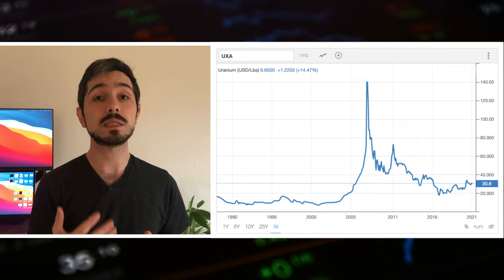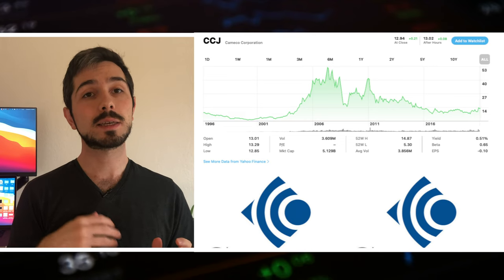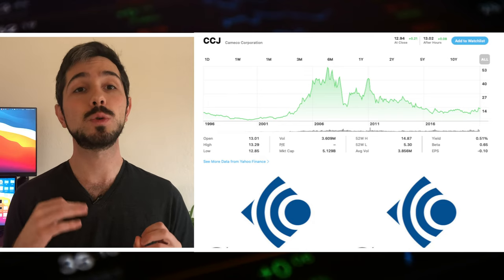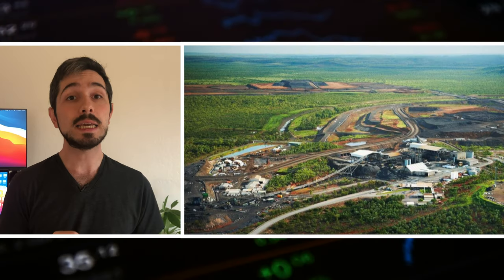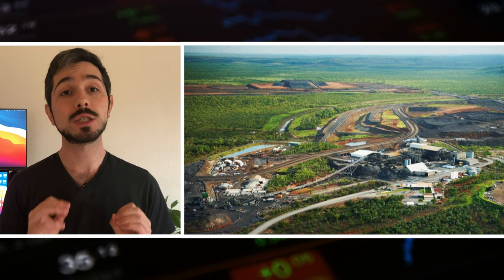So given these theses, let's take a look at some uranium companies. By the way, be careful with some ETFs, because they might include non-mining companies. First, let's take a look at Cameco Corporation, or CCJ. It's the second biggest uranium mining company in the world. It accounts for 18% of the total uranium production. In its assets, it includes McArthur River and Cigar Lake.